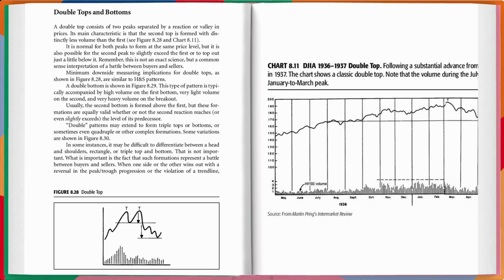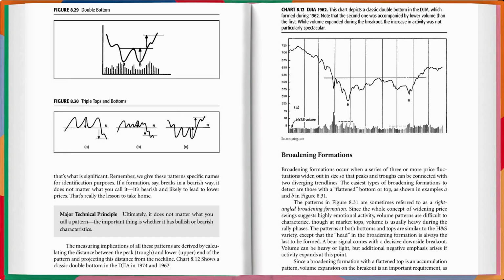In some instances, it may be difficult to differentiate between a head and shoulders, rectangle, or triple top and bottom. That is not important. What is important is the fact that such formations represent a battle between buyers and sellers. When one side or the other wins out with a reversal in the peak/trough progression or the violation of a trend line, that's what is significant. Remember, we give these patterns specific names for identification purposes. If a formation, say, breaks in a bearish way, it does not matter what you call it. It's bearish and likely to lead to lower prices. That's really the lesson to take home.